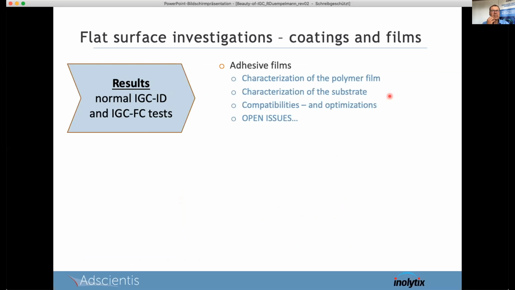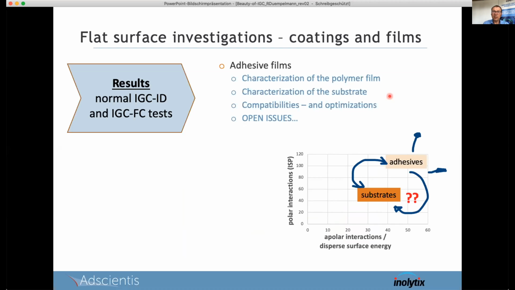Let's talk about adhesive films. You can characterize on one hand the polymer, the sticky film, or you can characterize the substrate. And you can see how there are some compatibilities and maybe some optimizations. There are a lot of open issues, but I just would like to share this here. You can draw the polar interactions and the apolar or disperse interactions, the disperse surface energy. And you can see where the adhesives are, where the substrate is, and how they stick together, and when they stick together, and when there are problems.